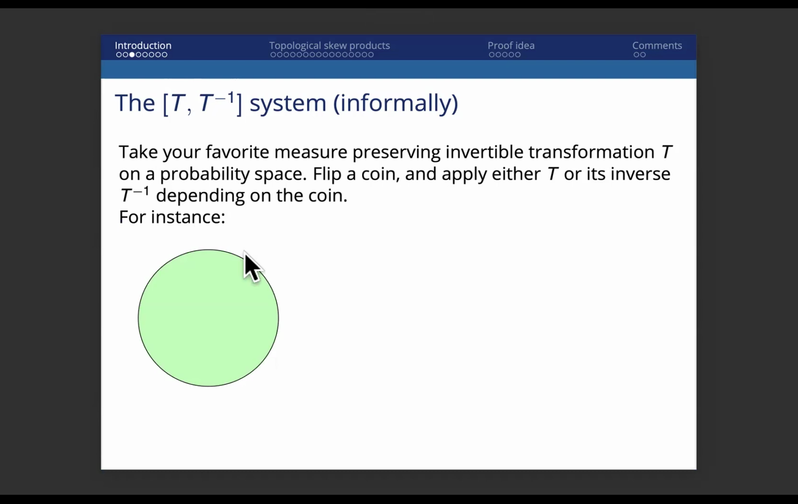this goes as follows. You have the space and you have a point, and to compute its image, you flip your coin, and your coin may tell you apply T. Then you do the same. You flip a coin, and the coin may tell you apply T. And then you flip a coin, and maybe the coin will tell you apply the inverse of T. So your point went backwards. And then, well, you can iterate this infinitely.